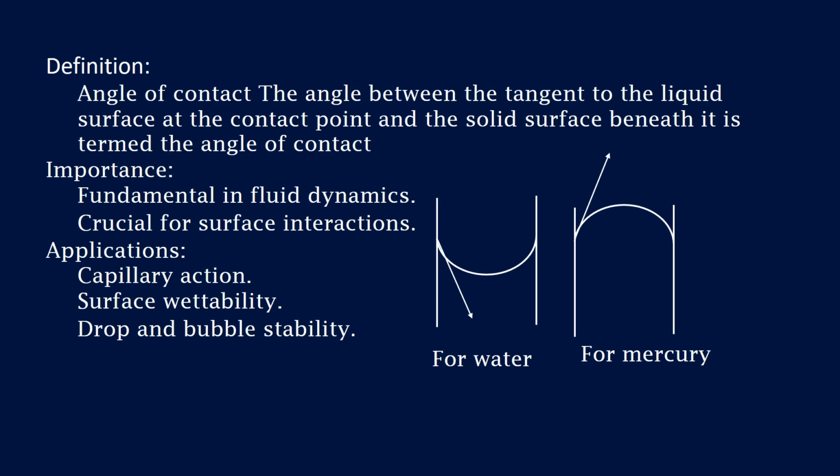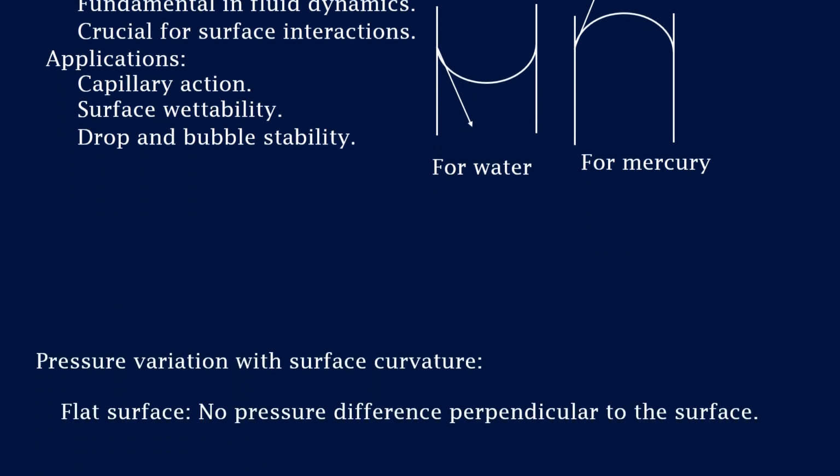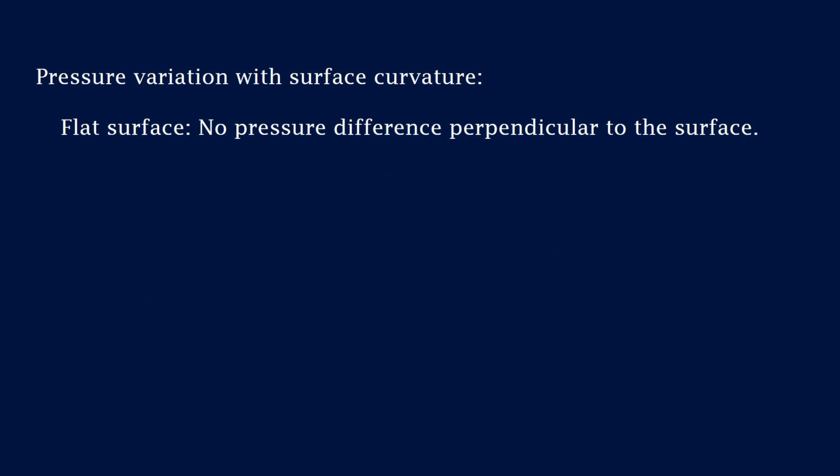Surface tension, the cohesive force acting on the molecules at the interface of a liquid, gives rise to a pressure difference across the surfaces. This pressure difference is crucial for maintaining the stability of liquid surfaces, particularly in the formation and existence of drops and bubbles. If the free surface of a liquid is plane, then the surface tension acts horizontally. It has no component perpendicular to the horizontal surface. As a result, there is no pressure difference between the liquid side and vapor side.